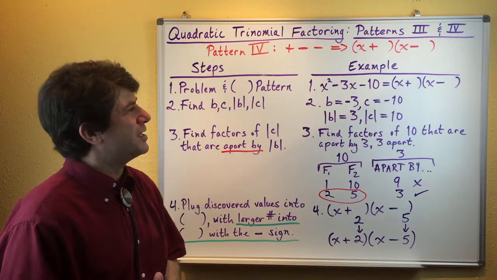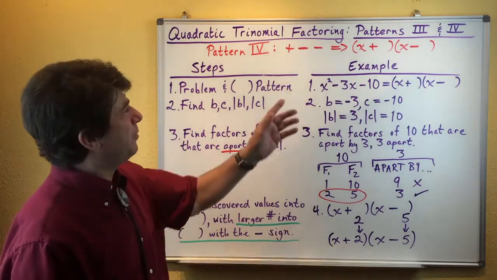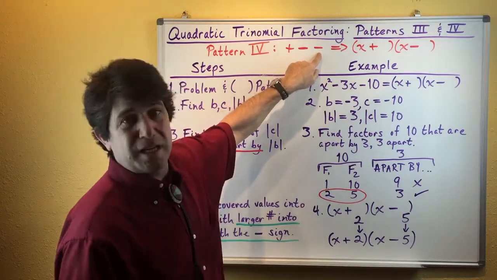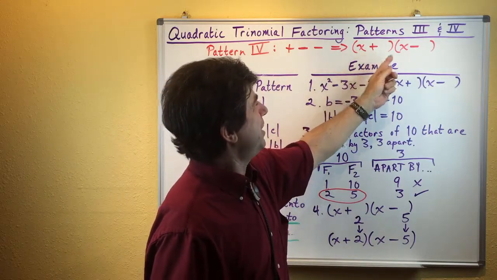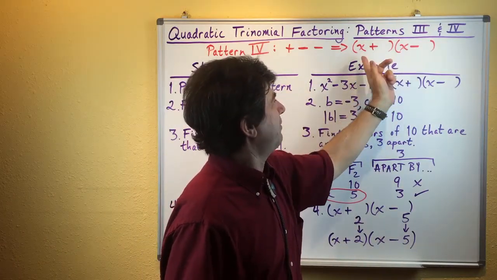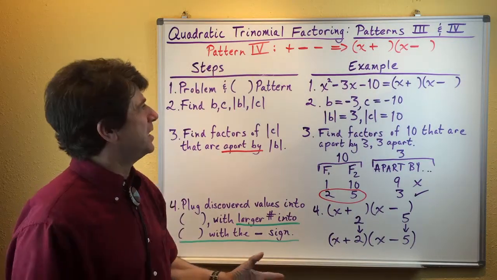Now, as far as how that's similar to a pattern 3, here's the key thing. With pattern 3 and pattern 4, the last sign is negative, and that means that for both of these, the parentheses are going to be a positive sign and a negative sign. That's what you put in after the variable, positive and negative. So that's the exact same thing. That makes it nice and easy.